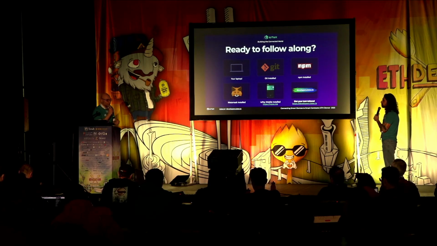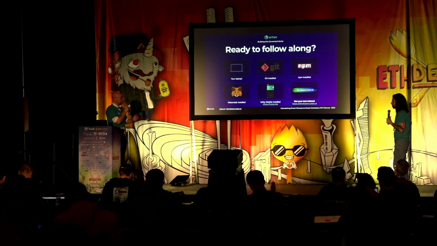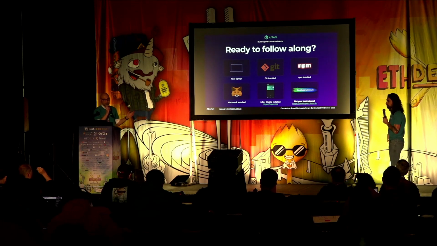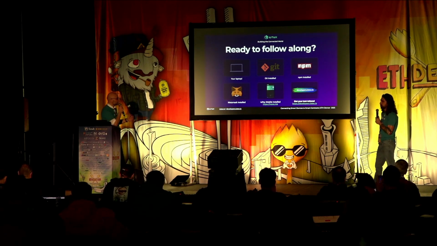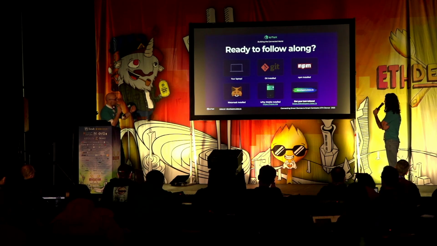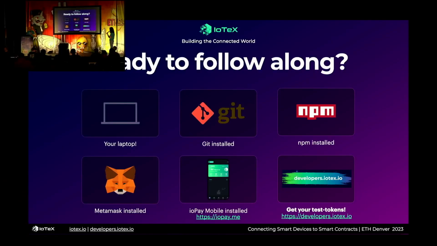So what you're going to need anyway is, of course, your laptop. You need Git installed on your computer. You need NPM. Hopefully, you already have these tools installed. MetaMask, of course. You will need the IoPay mobile, which is the IoTeX official mobile wallet that is also cross-blockchain. So you can use it on any popular blockchain, not only IoTeX. It's not mandatory for this, but if you download it, you will also be able to test the application. And then possibly you need an account on the IoTeX developer portal to claim the test tokens that you need to run the workshop. I will show you.